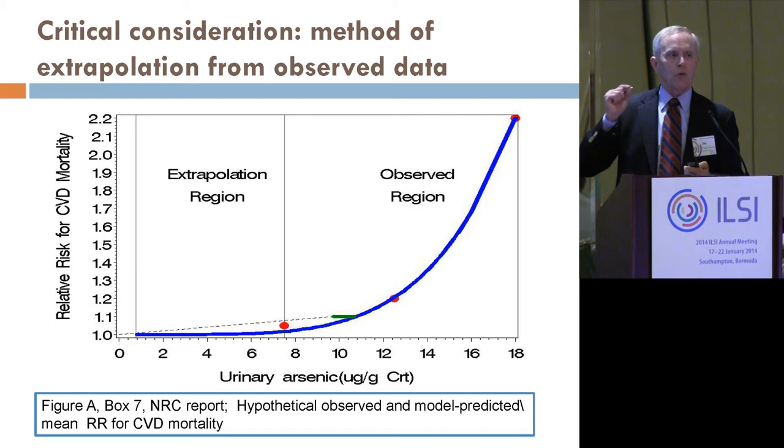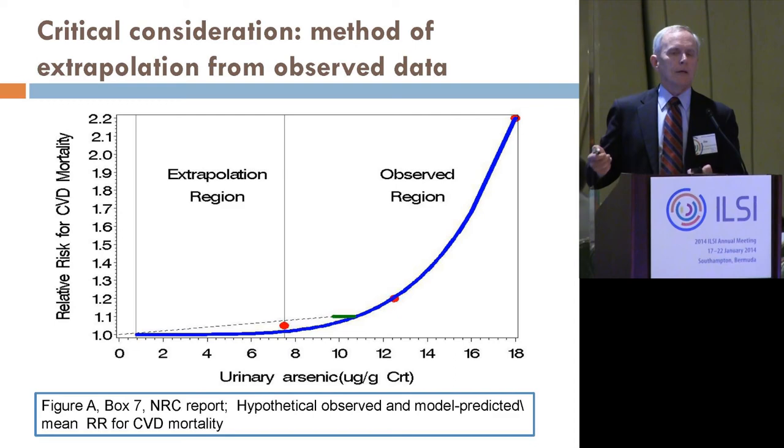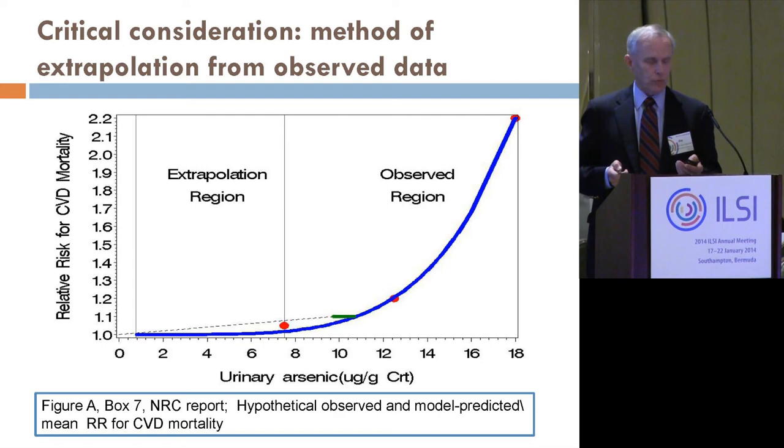What the NRC report recommends is that you have an extrapolation region that extends only one order of magnitude below the observed range. Now, in this case, that's not very dramatic, but in some cases, it can result in quite dramatic differences. And I think that this is going to be, in my view, again, this is a personal opinion here, one of the greatest challenges that the NRC will face when the EPA report comes back, is understanding what these different models do to the actual risk assessment number.